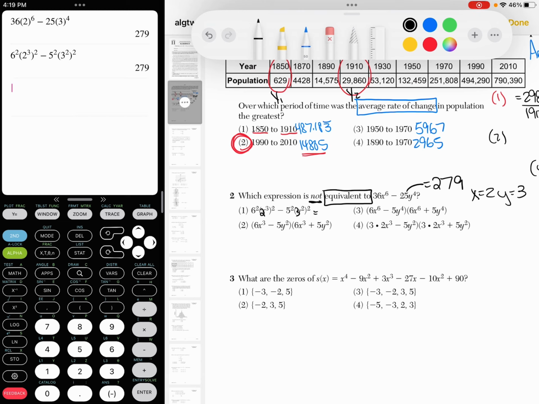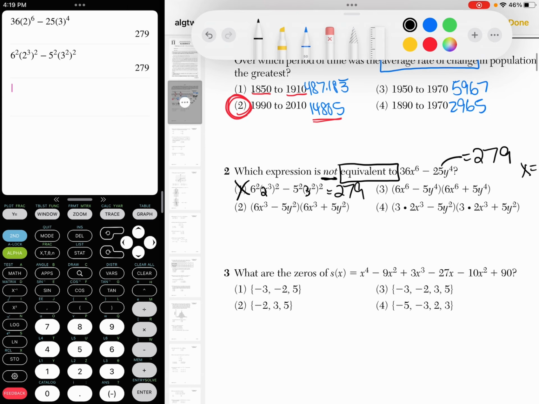And I got 279. But remember, we're finding which one is not equivalent to, and that one is equivalent. So bye-bye. Now choice 2, I'm going to do the same thing. So I'm typing it in with a 2 in place of the x and a 3 in place of the y. Same thing here, 2 and 3. So this is going to be parentheses 6, then I plug in the 2, it's to the 3rd, minus 5 times, there I'm going to plug in a 3 because there was a y there.